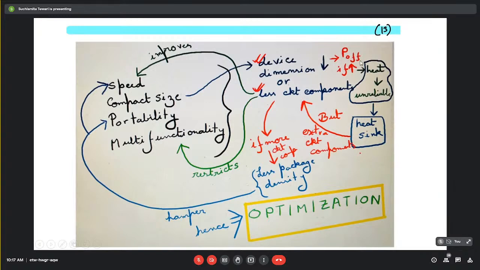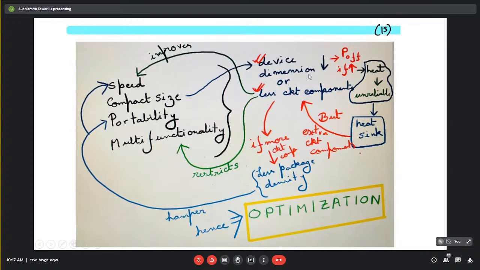So you see here itself it is creating a loop: if we are scaling down the device dimension to achieve a proper performance, we end up generating more heat, and if this heat becomes severe it leads to the unreliability of the circuit performance. So we need additional circuitry to take care of this problem, and that is violating this.